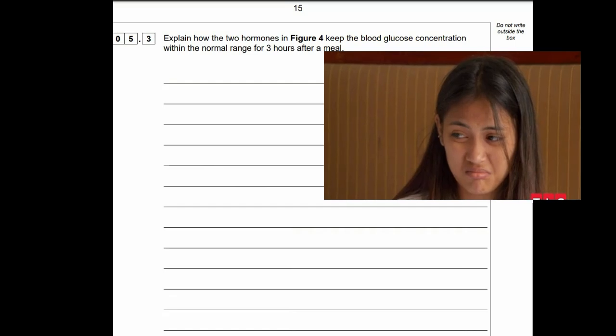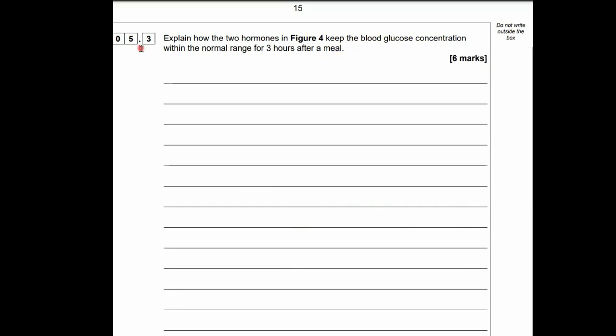5.3 is a dirty 6 marker. So 5.3 is a 6-mark question. Explain how the two hormones in figure 4 keep the blood glucose concentration within the normal range for 3 hours after a meal.